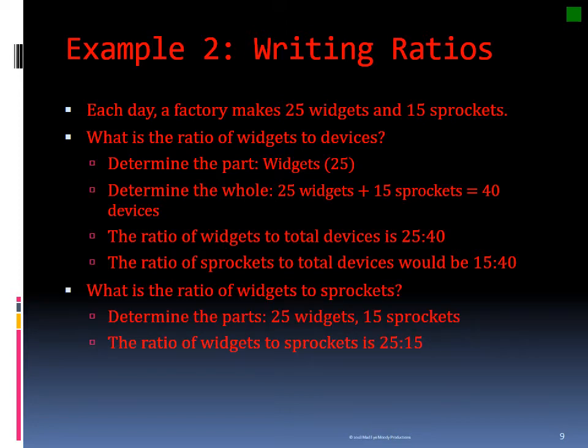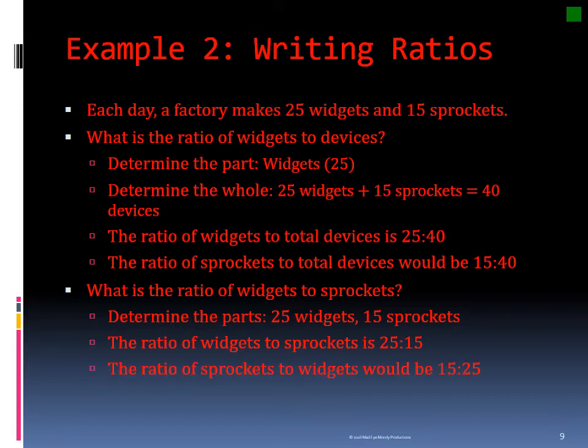What if the question is asking me to determine the ratio of widgets to sprockets? Well, this then would be a part-to-part ratio. So I would need to determine both the parts, which is 25 widgets and 15 sprockets, and write my ratio that way, not including any whole or total numbers. So the ratio of widgets to sprockets is 25 to 15.